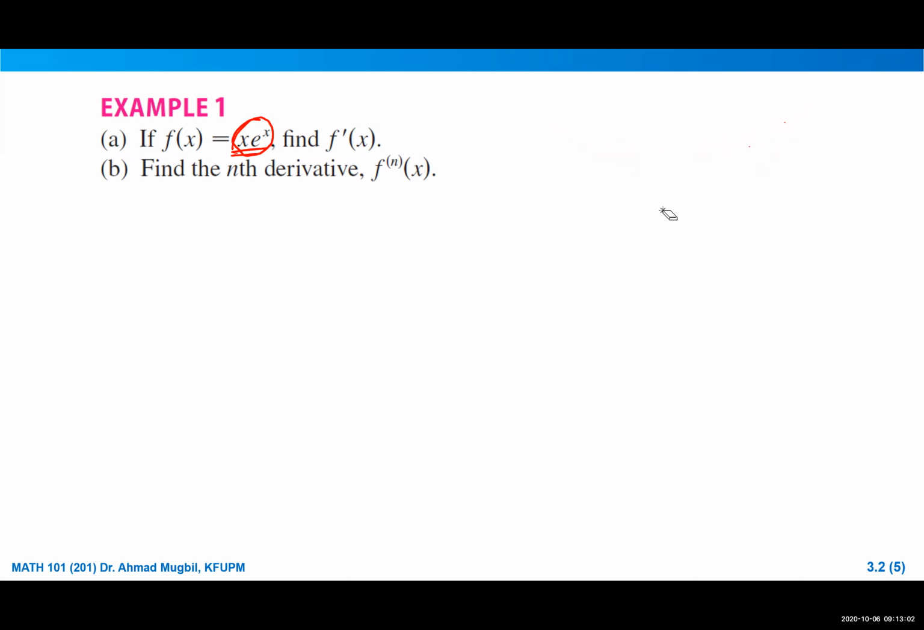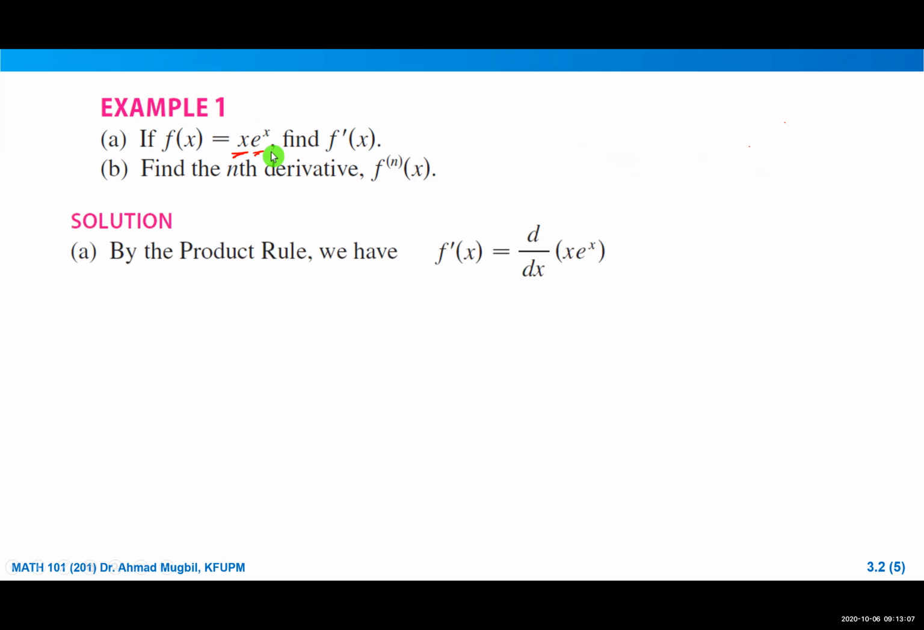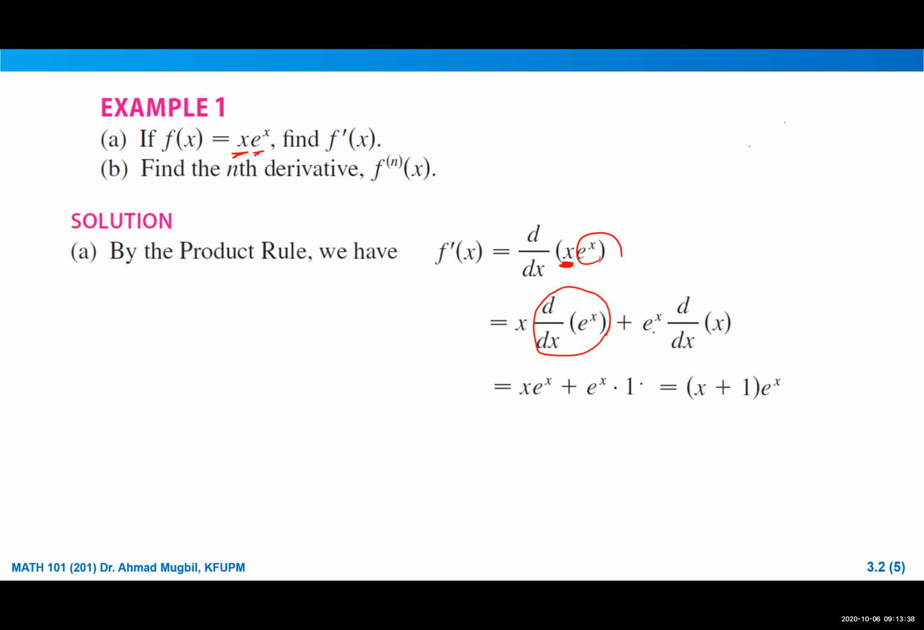So we have x and e to the power x. Now what you will do is apply the product rule. The product rule says it will be the first one multiplied by the derivative of the second, plus the second multiplied by the derivative of the first. Now it will be x times, what is the derivative of e to the power x? It is e to the power x. Plus e to the power x times the derivative of x with respect to x, which is 1. Simplify: e to the power x multiplied by 1 is e to the power x. That's it. Take e to the power x as a common factor to simplify.